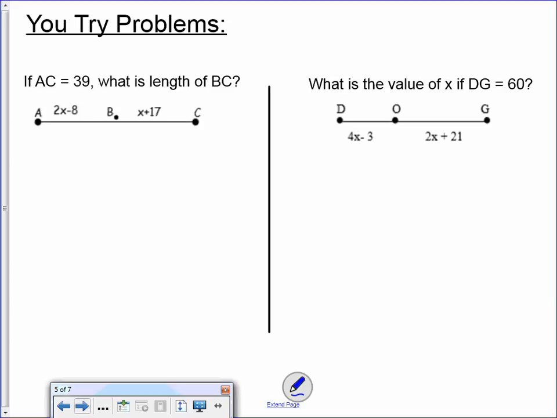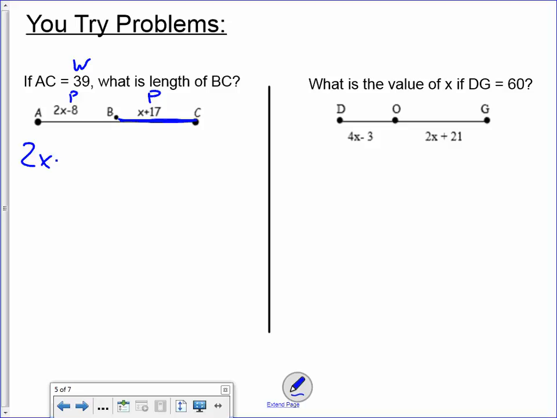The first one says if AC, which is represented by the whole thing, is 39, what is the length of BC? So I want to know what is this length right here. So what is that specific piece? Well, the first thing I'm going to do is label. This segment is broken into two pieces. So I should have two letter P's. Those are my two pieces, and AC, which is 39, represents the whole thing.